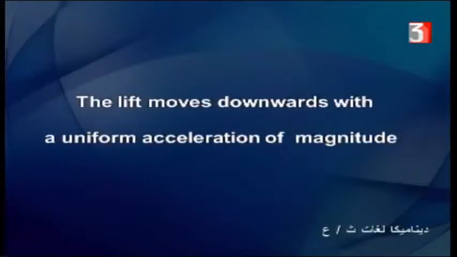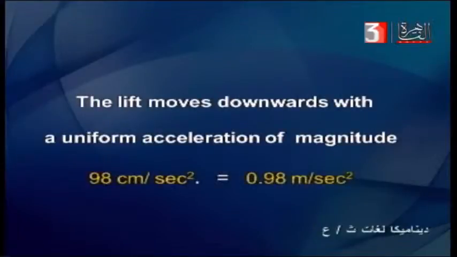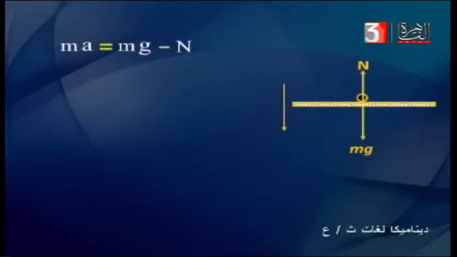The third required: the lift moves downwards with a uniform acceleration of magnitude 98 centimeter per second square, or 0.98 meter per second square. Now the lift moves downward, then the positive direction is downward, and the equation is ma equals mg minus N. mg here is positive and N negative.